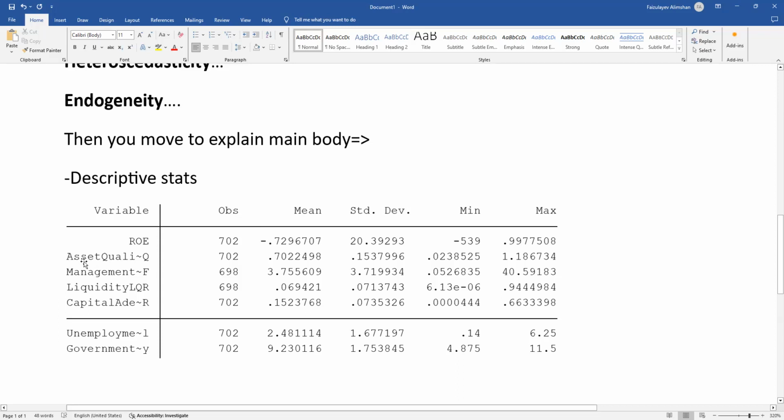Then we can go to the asset quality. Asset quality is good, but still it's subject to comparison. Management efficiency, it's positive. Liquidity is less than 1. Capital adequacy, less than 1. And you can see the minimum and maximum, and so on.